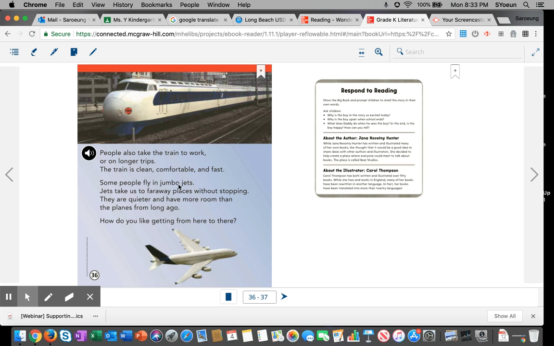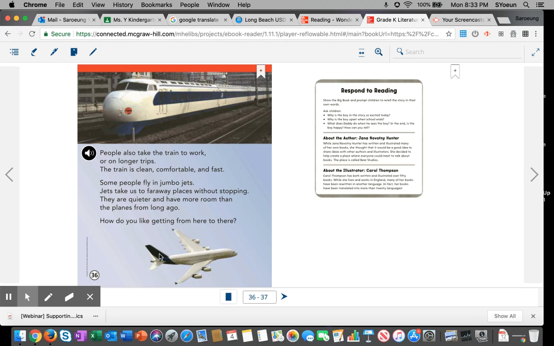Some people fly in jumbo jets. Jets take us to faraway places without stopping. They are quieter and have more room than the planes from long ago. There's an example of a jumbo jet today. How do you like getting from here to there?